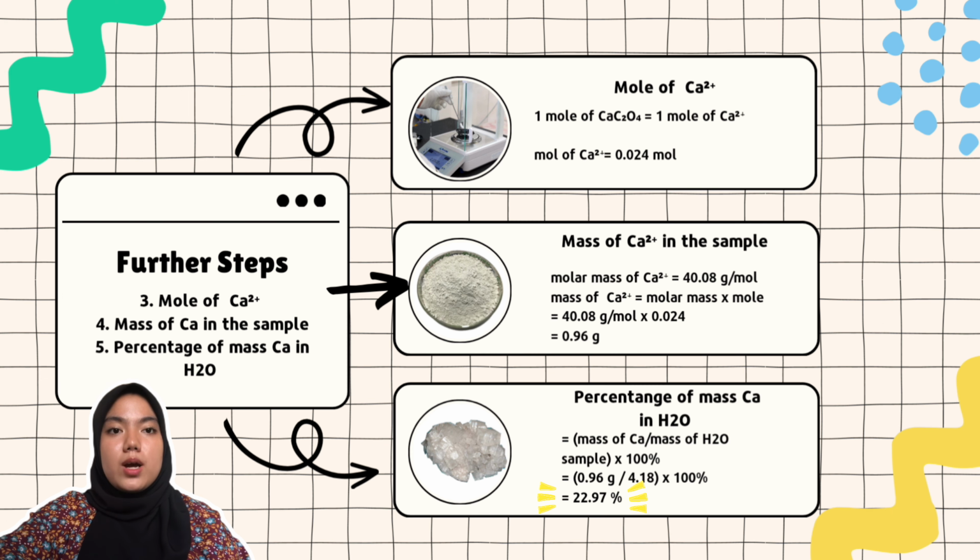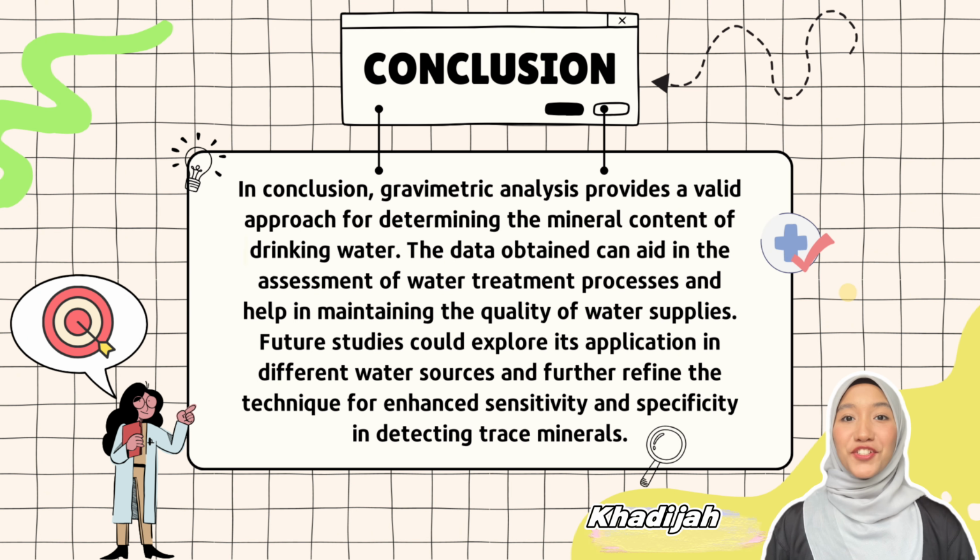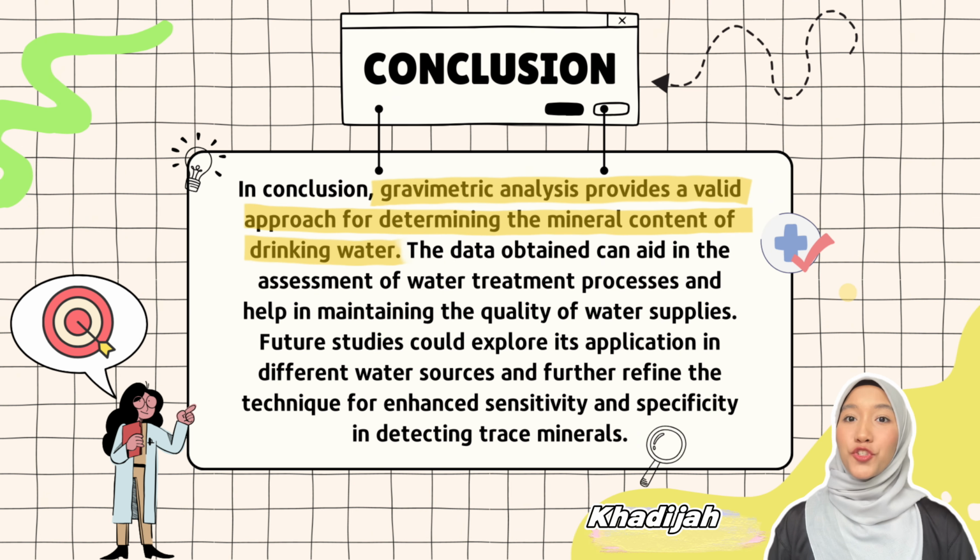22.97% of calcium ions. So as for the conclusion, gravimetric analysis provides a valid approach for determining the mineral content of drinking water. The findings highlight the importance of regular monitoring of drinking water to ensure compliance with health standards and to prevent potential health risks associated with mineral imbalance.